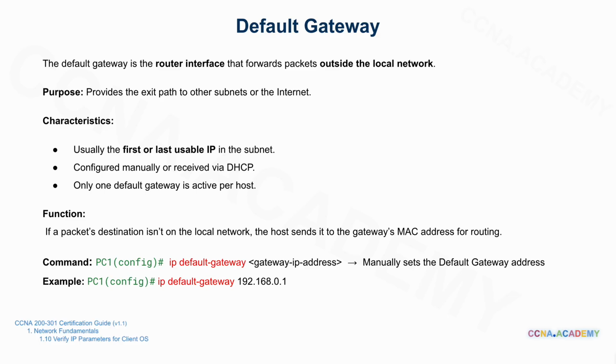In Cisco IOS, you can set it with the command ip default-gateway, which is the router interface IP address on your local network. If that gateway is misconfigured, you'll lose external connectivity even if your local IP looks fine. You can confirm reachability by pinging the gateway first. It's always the first test in any troubleshooting workflow.